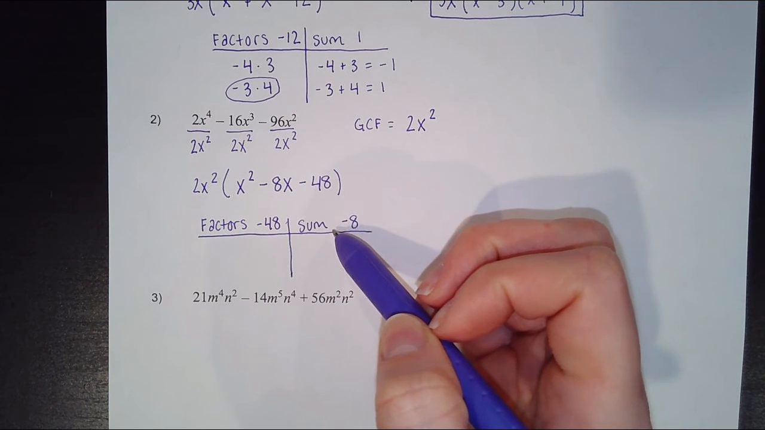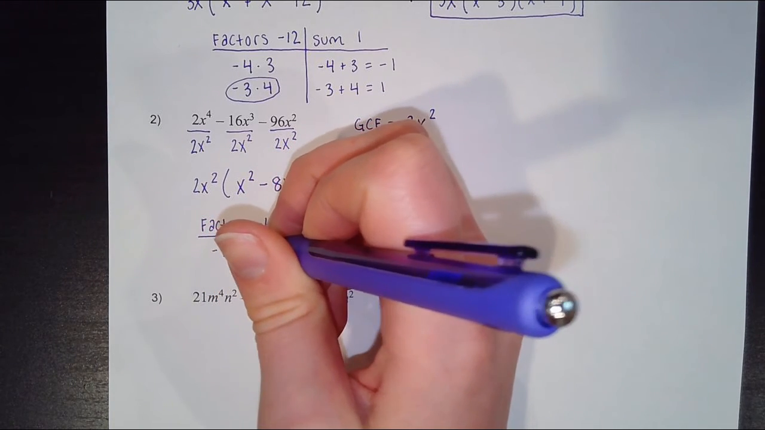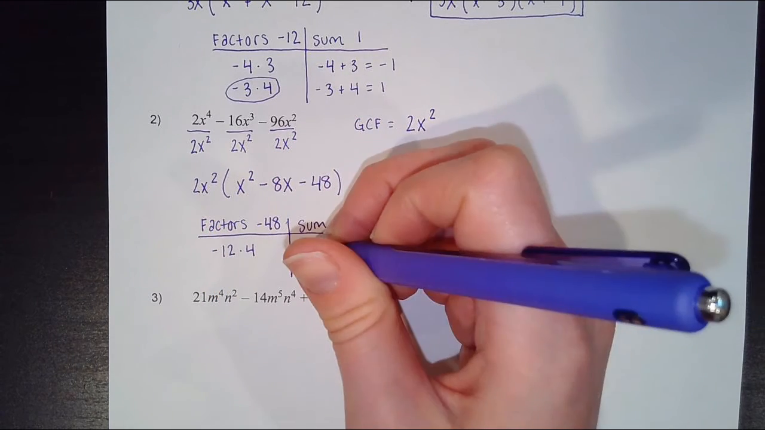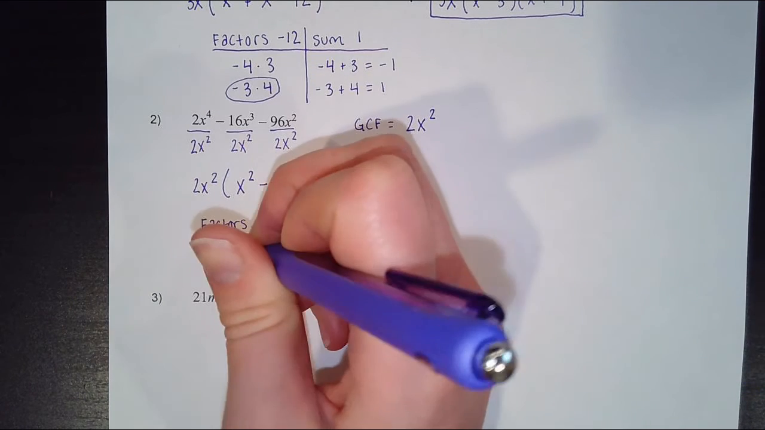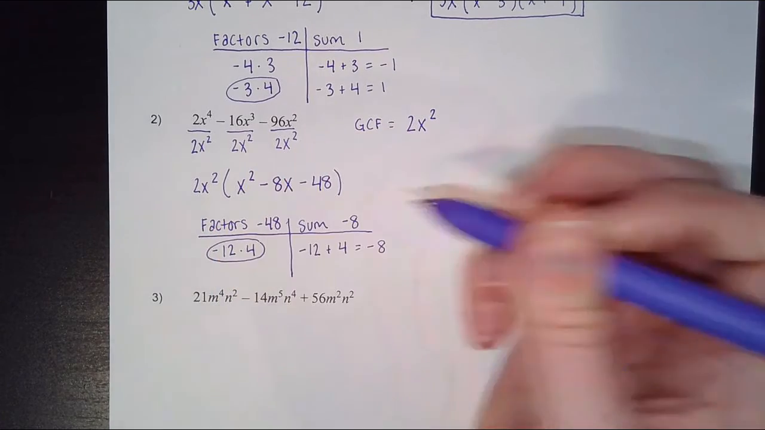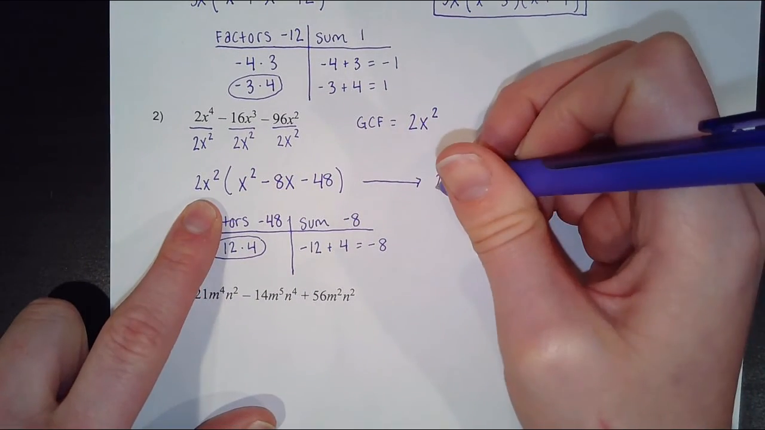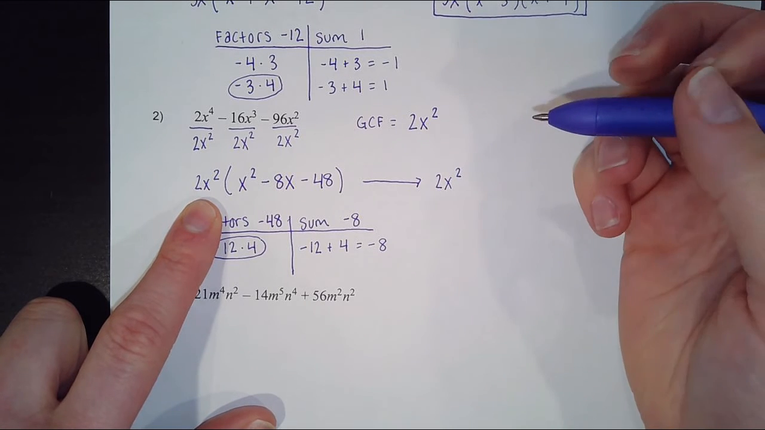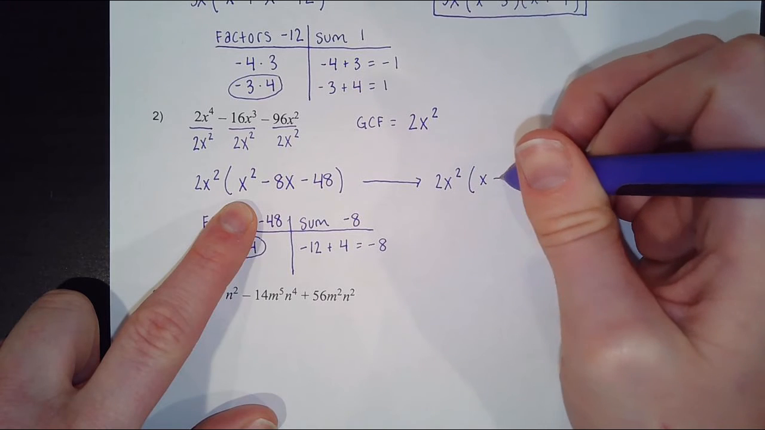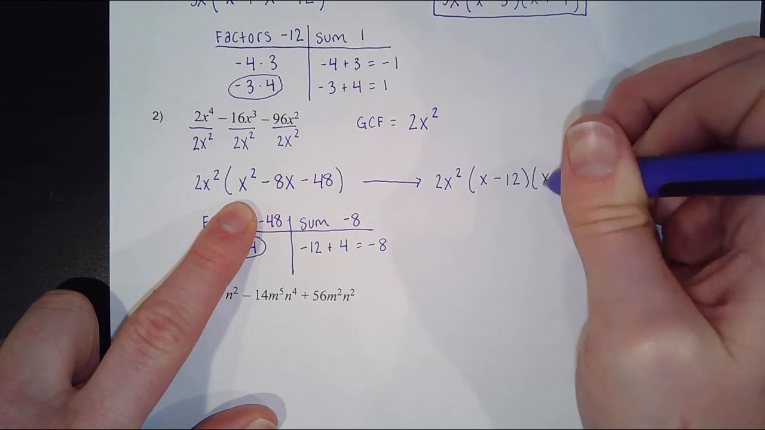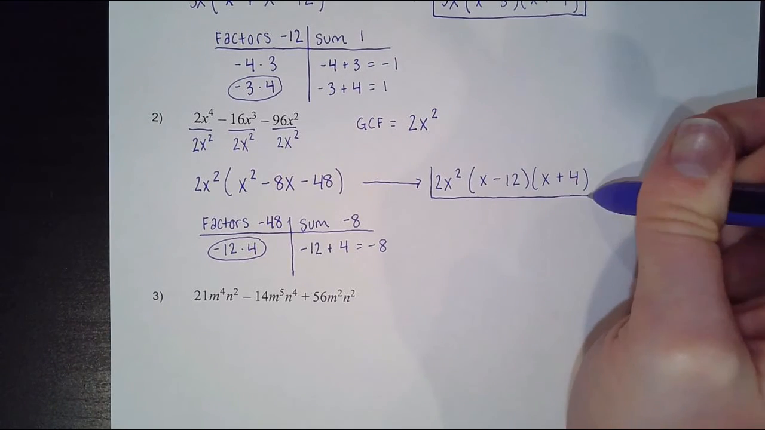So I'm going to try using 12 and 4. If we do negative 12 times 4, that would give me negative 48. Negative 12 plus 4 would give me negative 8. So those will work as our factors. Once again, don't forget to write your greatest common factor outside to start, so we'll still keep that 2x squared. And then this factored into a minus 12 and a plus 4. And that would be my final answer.